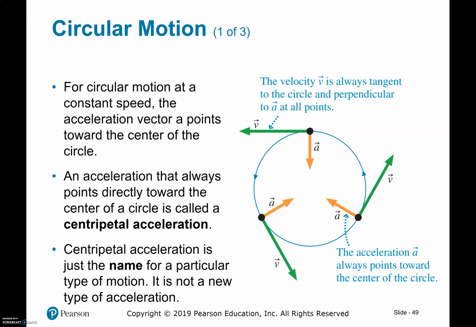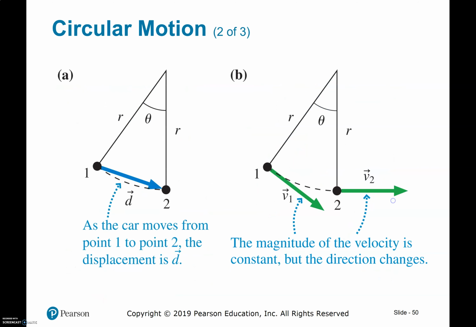So circular motion is basically characterized by an acceleration vector that points towards the center of the circle. It goes in a circle, as the name implies, and this acceleration that points towards the center of the circle, we call that centripetal acceleration. That is just a name for this particular type of acceleration. It doesn't mean that it's a new physical quantity. It's just an acceleration that has a particular name, centripetal acceleration.